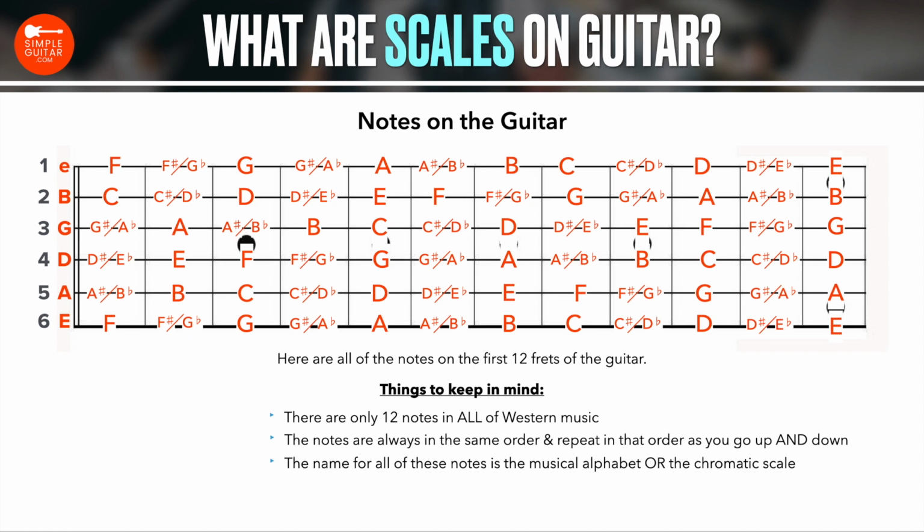So the big things to remember are there's only 12 notes in all of Western music. The notes are always in order and repeat in that order as you go up and down. And the name for all these notes is the musical alphabet or the chromatic scale.